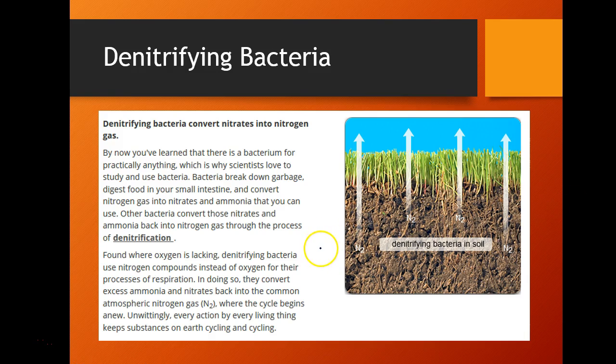We also have bacteria that help with the opposite process, where we convert nitrates into nitrogen gas. The reason we would want to do that is so that the nitrogen found in the nitrates can return back into the atmosphere. Remember, we're trying to recycle all of these abiotic materials. This process is called denitrification. So again, these bacteria are converting the nitrates and ammonia back into nitrogen gas so that it can go into the atmosphere.